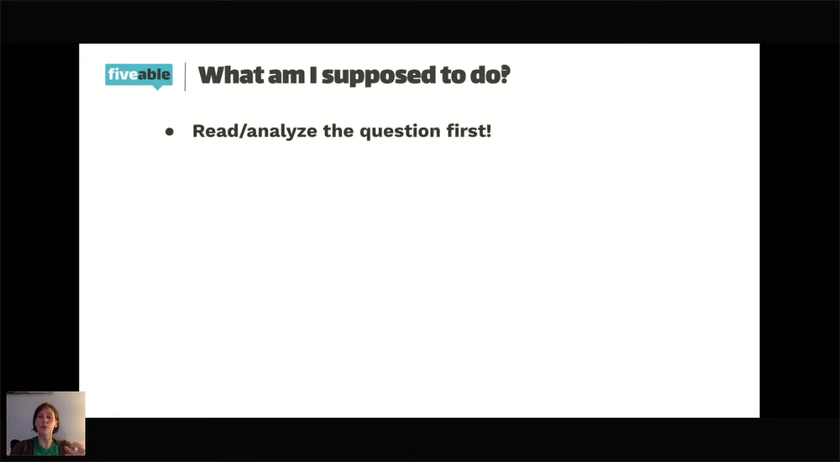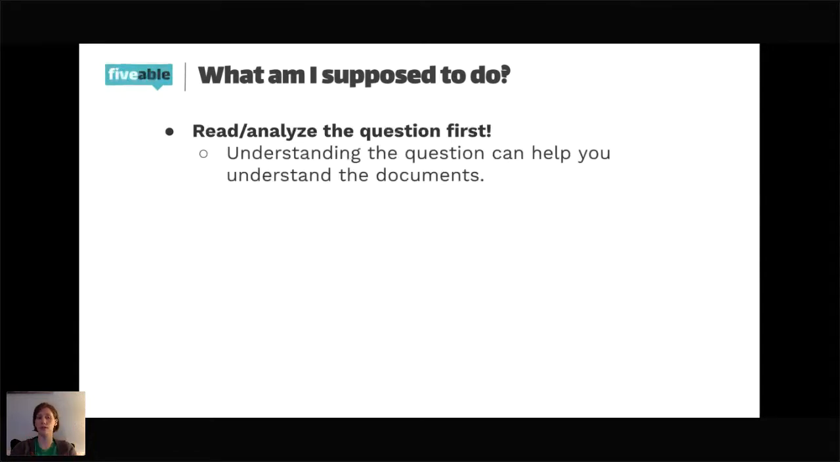Some students really struggle with the DBQ because they misunderstand what the question is asking, and so they analyze the documents for the wrong purpose. So understanding the question can help you understand the documents, because you're not just trying to understand the documents in a vacuum, you're understanding them toward a purpose. So always take the time to read through and understand the prompt. And we're going to do that together on the next slide, I think.